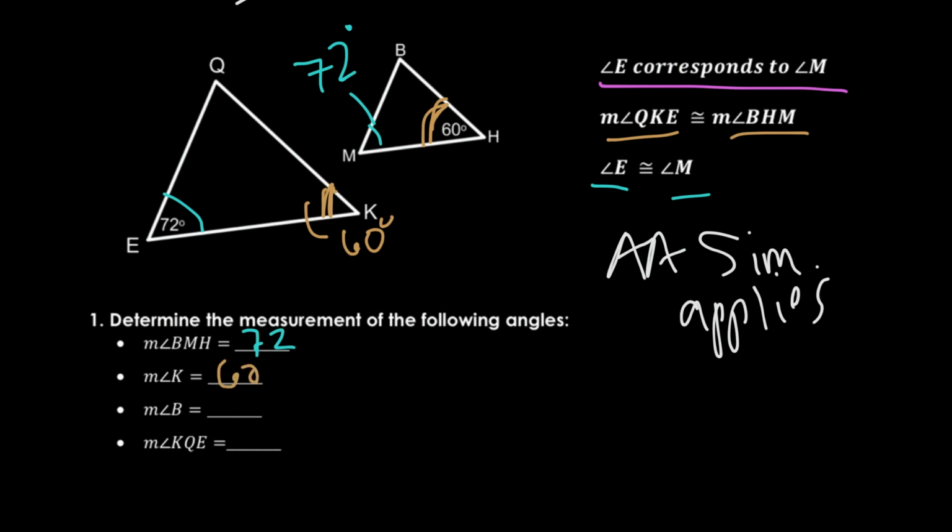The measure of angle B, this is where we have to use the Triangle Sum Theorem. I know that all three angles in a triangle must add up to 180 degrees. So subtracting those two angles I know from 180, I get 48. And then the measure of angle KQE, we know that those are corresponding. So if B is 48, then Q is 48 degrees.